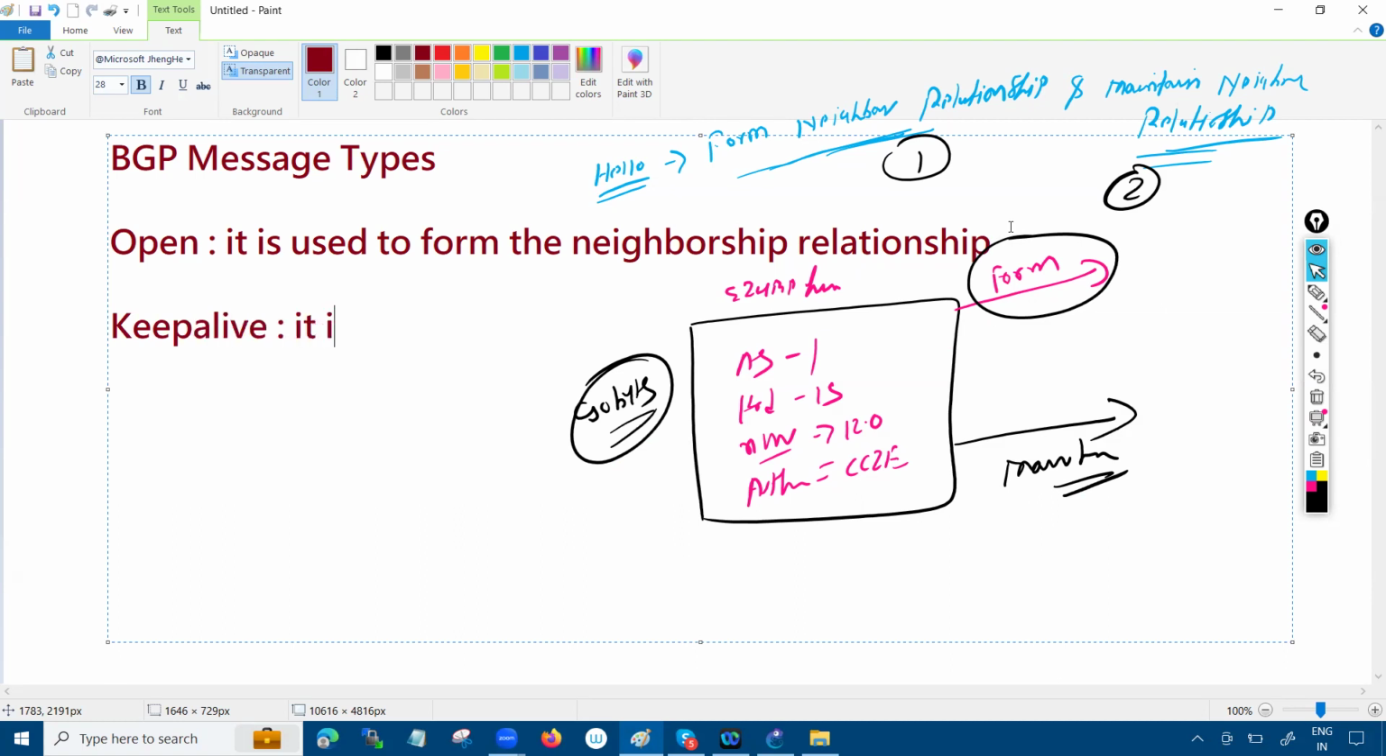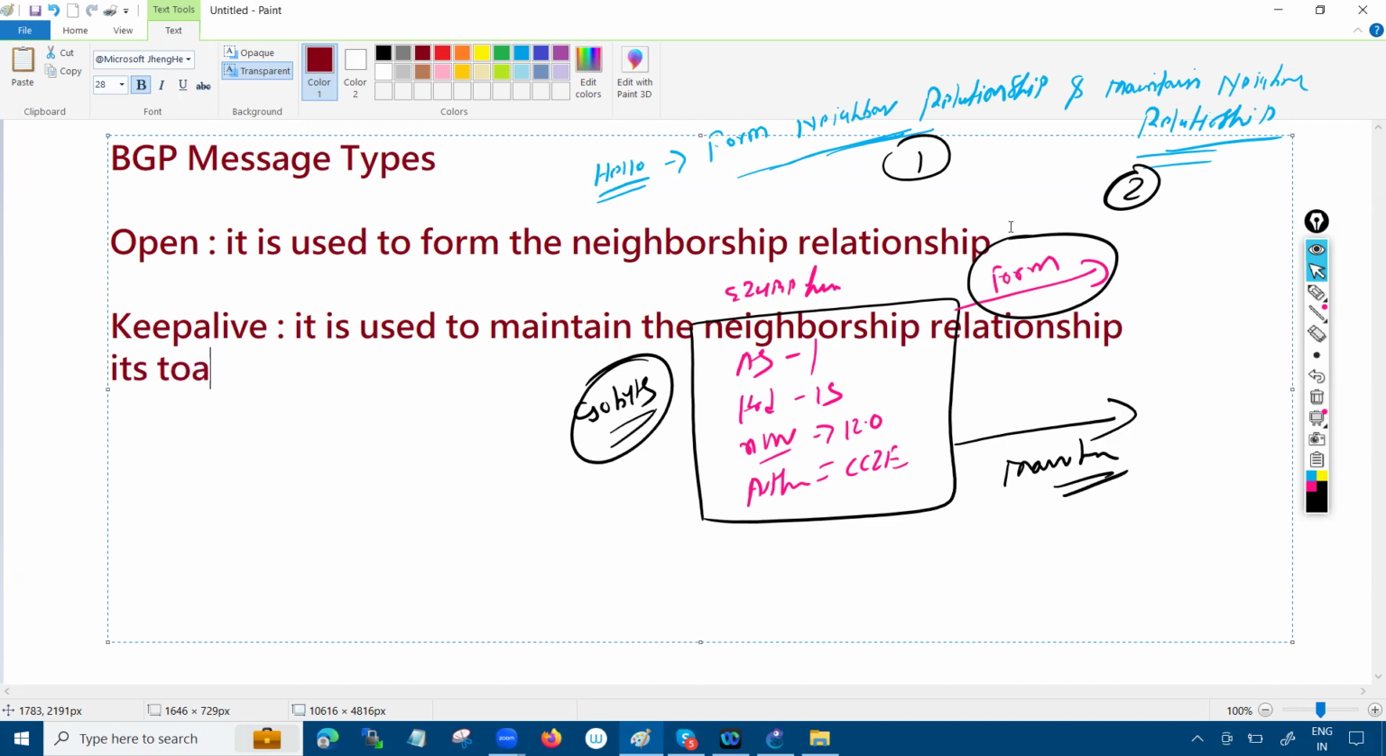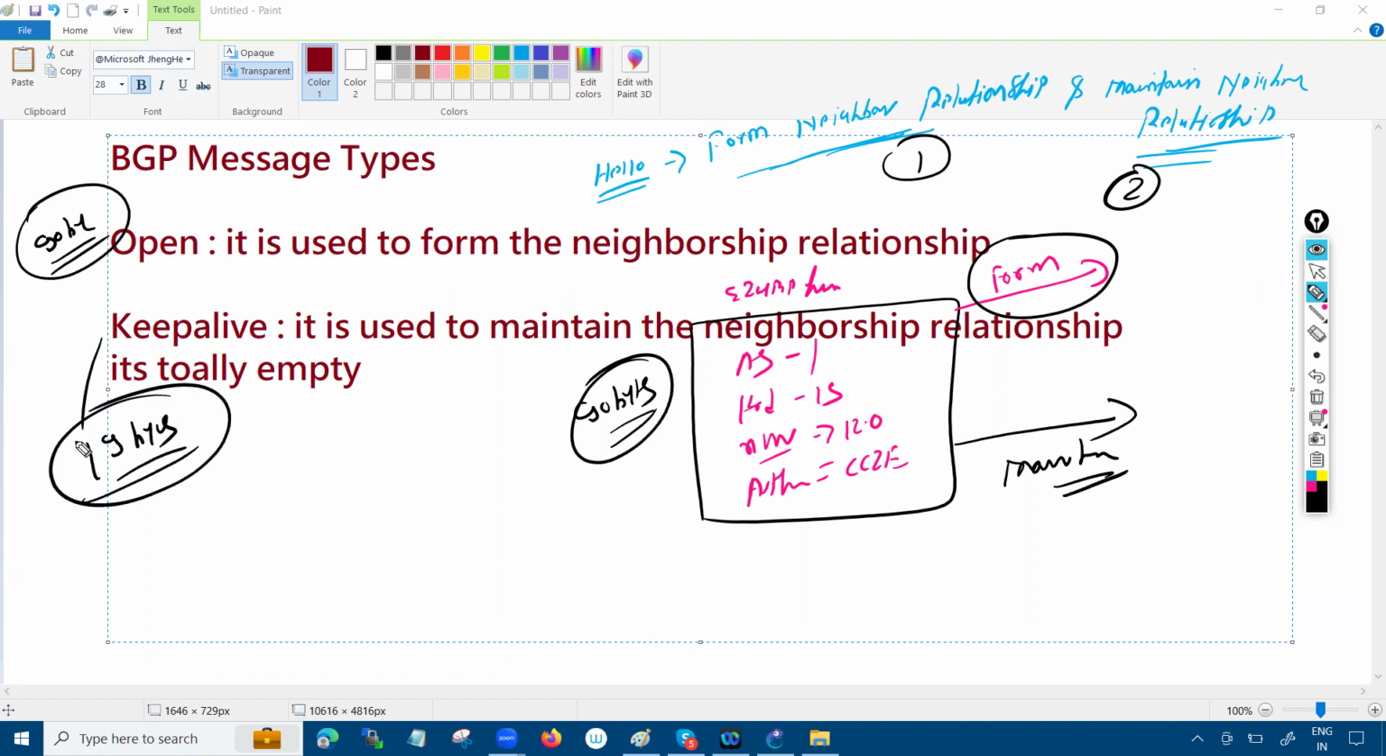The keepalive packet is used to maintain the neighbor relationship. Now you understood, right? It's a totally empty packet. So what's the benefit? Take an example: if the open packet size is 90 bytes, the keepalive packet is only 19 bytes. So if you see the ratio, I can save lots of bandwidth on the router interface. I can also save lots of CPU utilization of the router, because I'm sending a smaller packet size now.